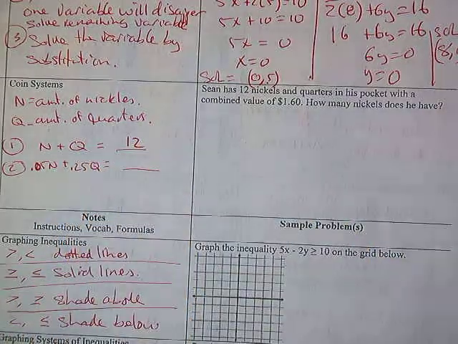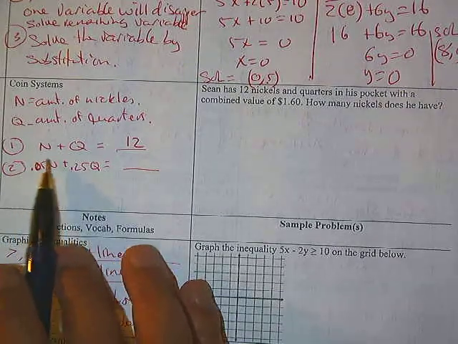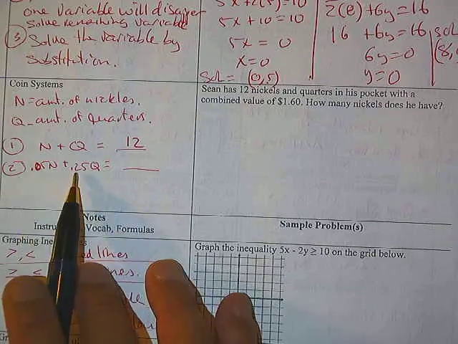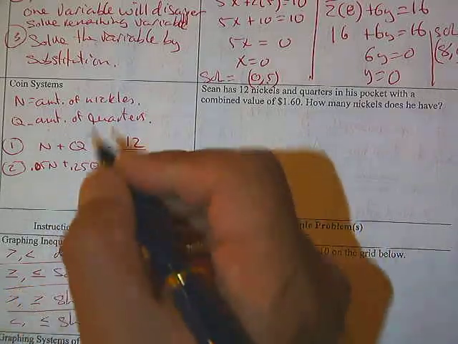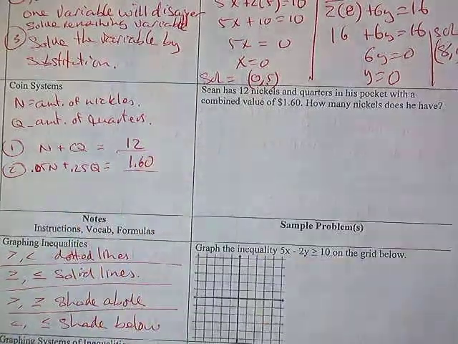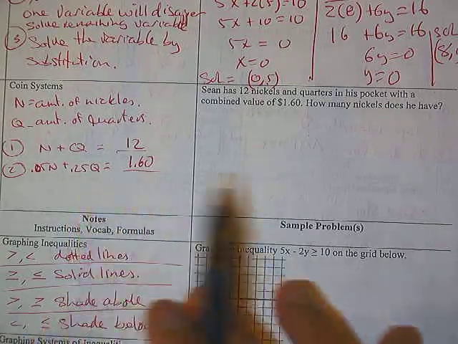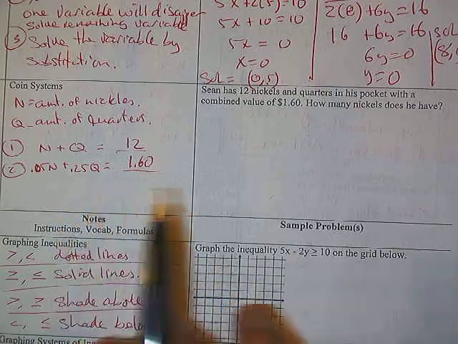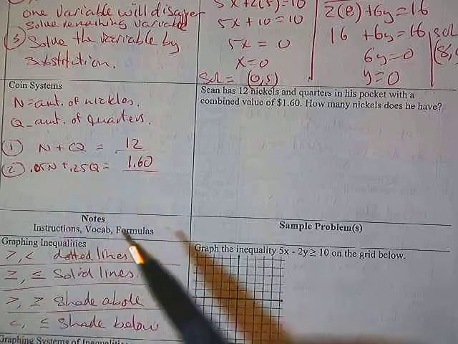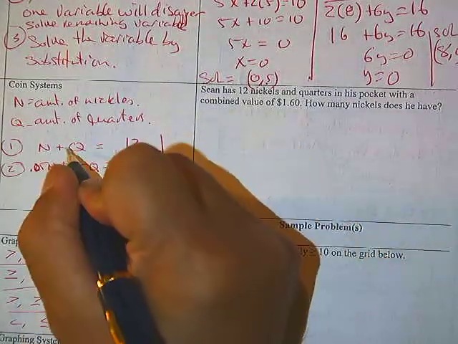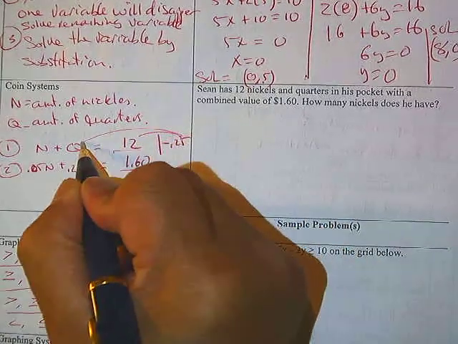So we have two unknowns. The first unknown is n, the number of nickels, and q, the number of quarters. The first equation is n plus q. This is the number of nickels, this is the number of quarters, so that's how many coins they have. And they have 12 coins, so that's equal to 12. The second equation is 5 cents times the number of nickels, that's how much money you have in nickels, and 25 cents times the number of quarters, that's how much you have in quarters. So the total money they have is about $1.60.